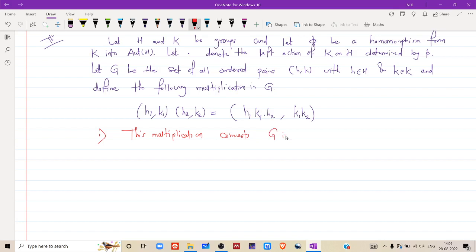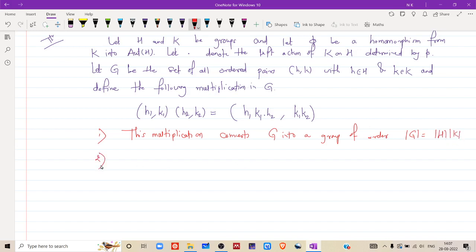This multiplication converts G into a group of order equal to the order of H times the order of K. It's simple because we are taking ordered pairs (h, k), that means we are taking the Cartesian product.